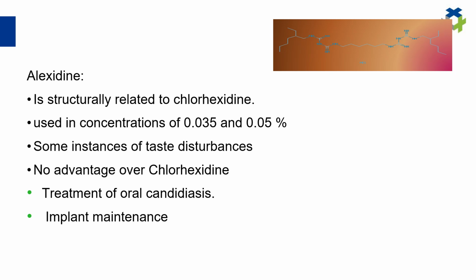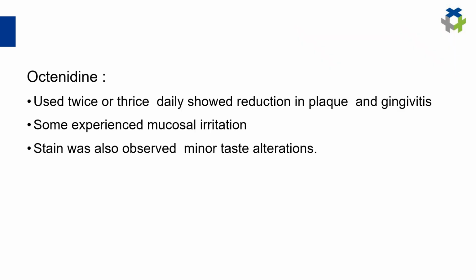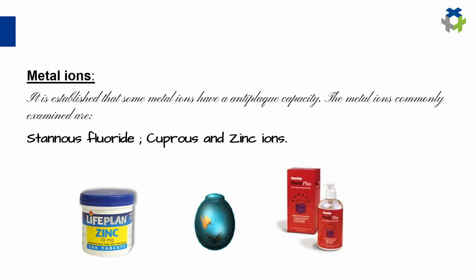Coming on to alexidine, it is similar to chlorhexidine but with no major advantage. Octenidine can reduce plaque and gingivitis but may cause mild staining and taste changes. It can be used twice or thrice daily and showed reduction in plaque and gingivitis. Some experience mucosal irritation also. Minor taste alterations are also seen.